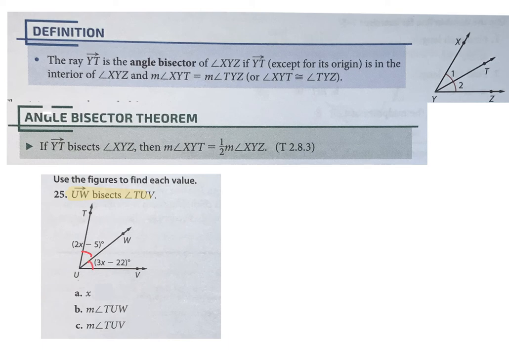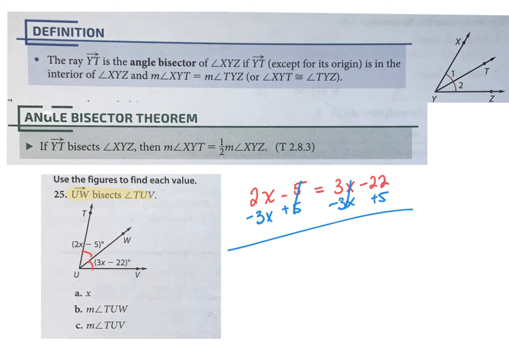Well, we can just set them equal to each other. 2x minus 5 equals 3x minus 22. All right? And so how do I solve this? Move your variables to one side, numbers to the other. So I'm going to move my 3x over, and I'm going to move my 5 over.